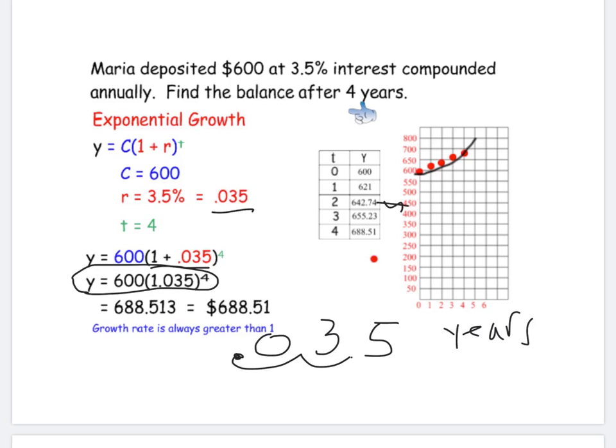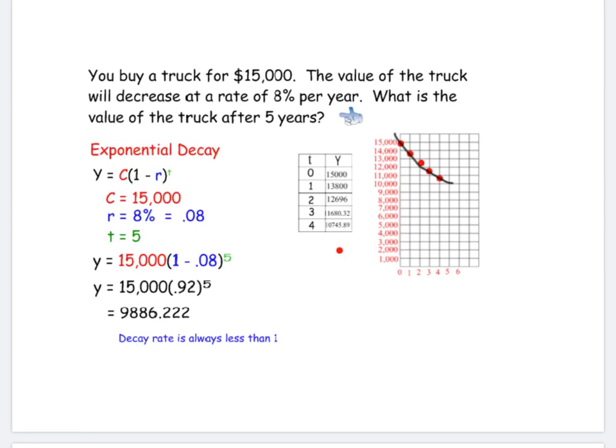Something else to keep in mind when you're looking at an equation for the exponential function is if the value inside your parentheses, your growth rate, is greater than 1, you're looking at an exponential growth function because it's becoming more than the original 100%, or the 1. If it is less than 1, it is an exponential decay function. So let's take a look at what an exponential decay function might look like.